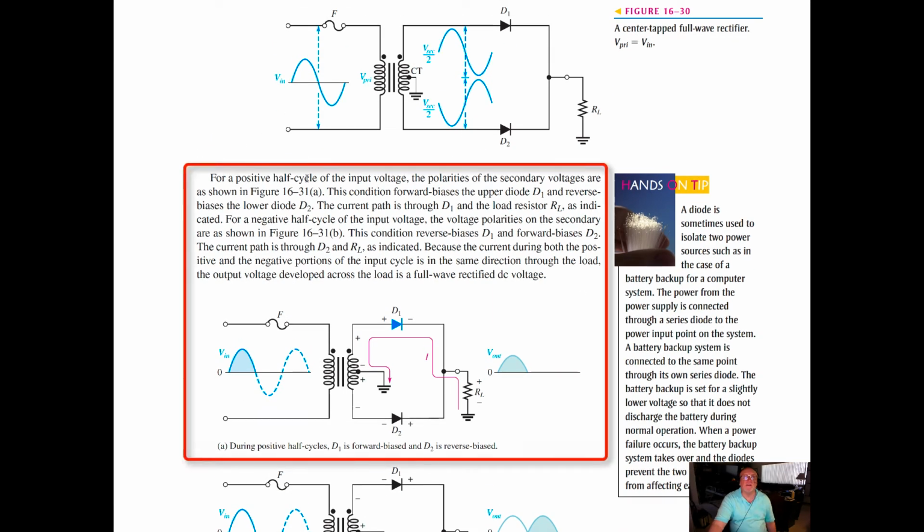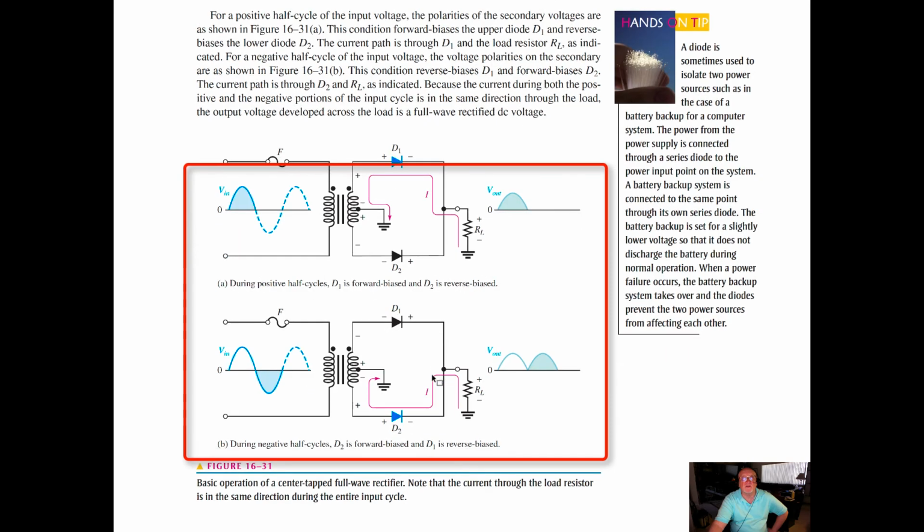For a positive half cycle of the input voltage, the polarities of the secondary voltage are as shown. This condition forward biases the upper diode, D1, and reverse biases D2. So D1 is on, D2 is off. For a negative half cycle of the input, the voltage polarities on the secondary are as shown in the diagram. So we've got diagram A, diagram B. Let's go ahead and scroll up here.